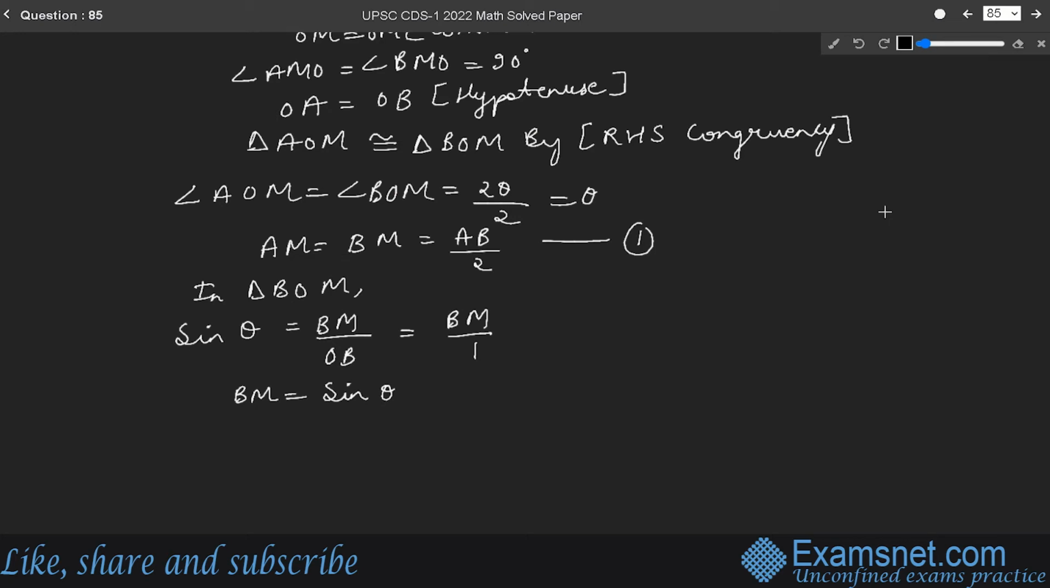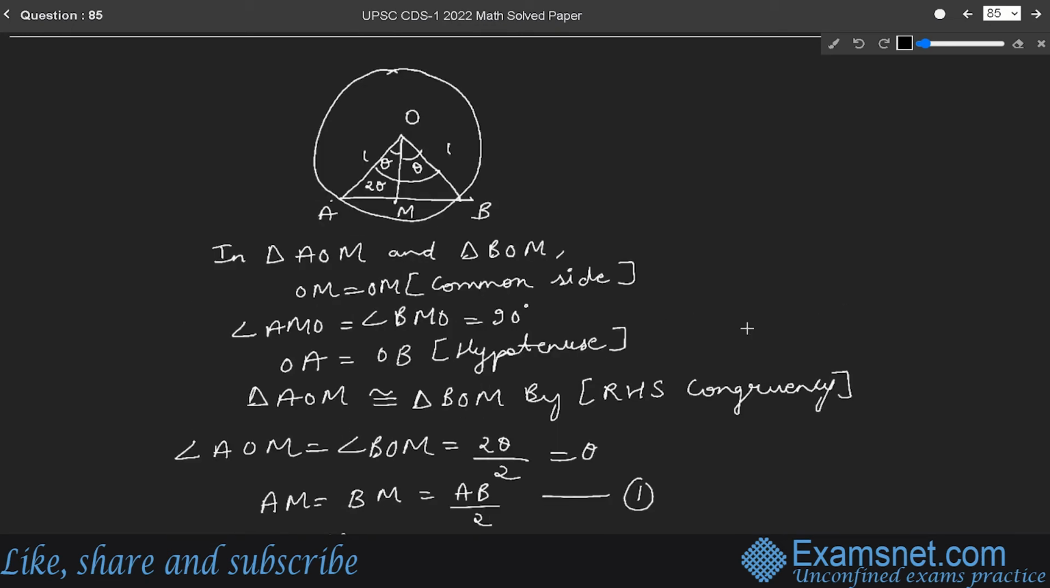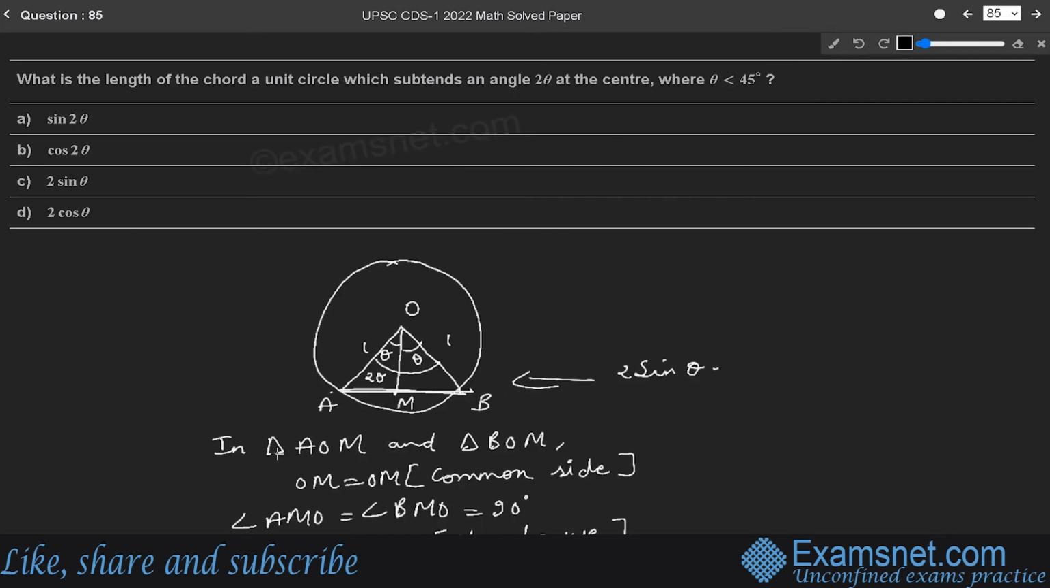Now, from equation 1, we get that AB upon 2 is equal to sin theta because AB upon 2 is equal to BM from equation number 1. So, from here we will get the value of AB, which is 2 sin theta. Therefore, we can say that the length of the chord is 2 sin theta. Means this chord AB is of length 2 sin theta. So, the correct option for this question is option number C, which is 2 sin theta. I hope this question is clear to you.